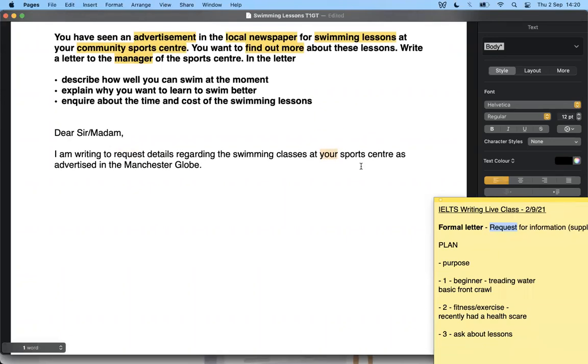Okay, now, do we have to mention the specific sports center name? Well, you'll notice that I have the possessive pronoun "your." So we don't need it, because the person to whom we are writing knows which sports center it is. It's not really like the examiner has to know, because it's not for the examiner. It's for the person to whom we are writing. They know which sports center it is.